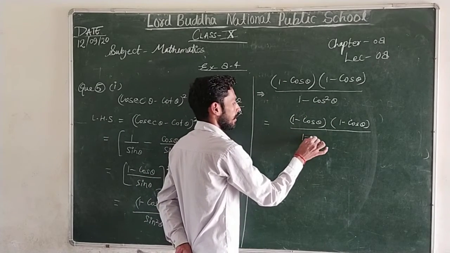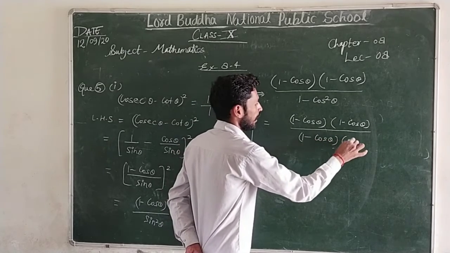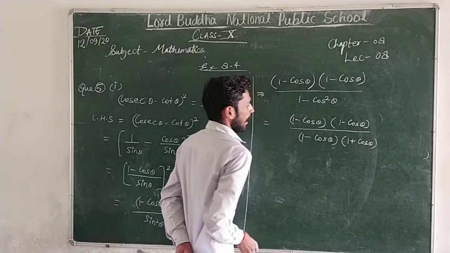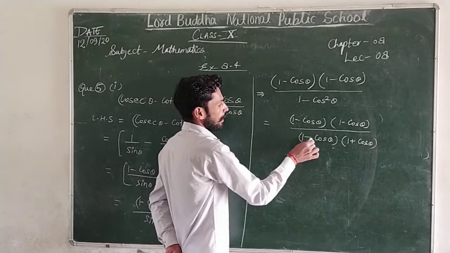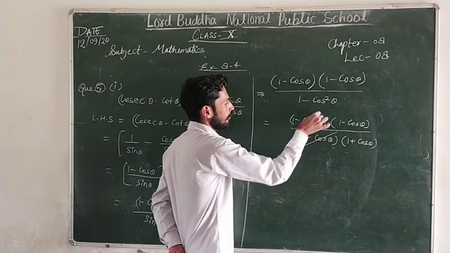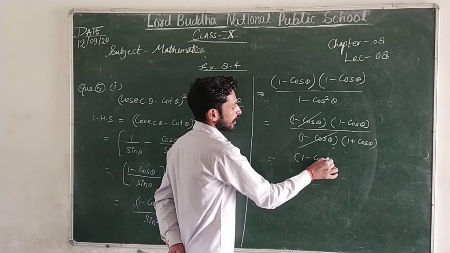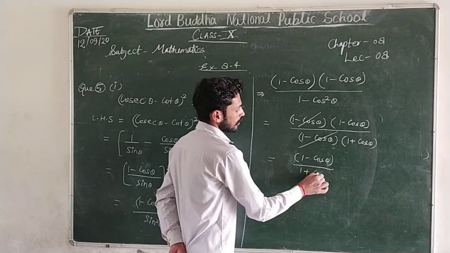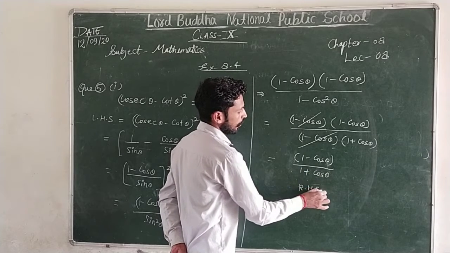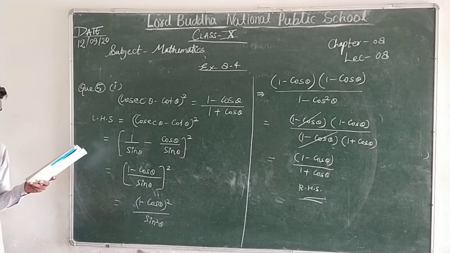It can be written as (1 minus cos theta) in the first bracket, and in the next bracket (1 plus cos theta). And here we can see that 1 minus cos theta is in both numerator and denominator, so it will be cancelled. Then we can write it as (1 minus cos theta) upon (1 plus cos theta). That is the right hand side of this question. So this is the proof for the first part of question number 5.